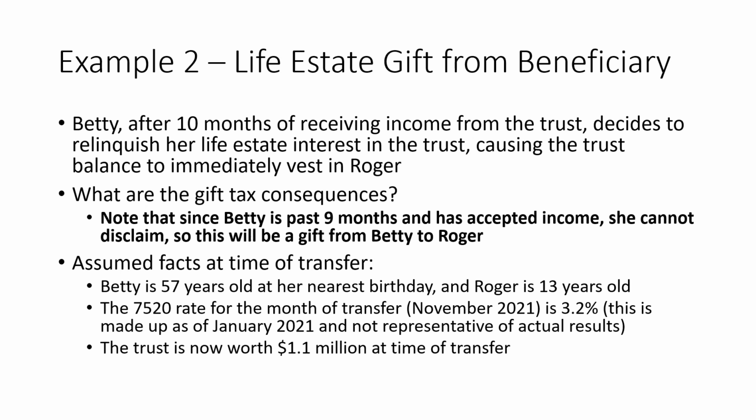So our assumed facts are now that Betty is 57 years old at her nearest birthday and Roger's 13. Now we're going to assume hyperinflation here in 2021. We're going to assume the 7520 rate increases to 3.2% for the month of transfer, November 2021. Now that's just made up. That doesn't reflect reality in any case. So if you're listening to this in November 2021, that is not an error. This was just an assumed fact back when I recorded this in January of 2021. And we're going to assume that the trust is now worth $1.1 million at the time of transfer.